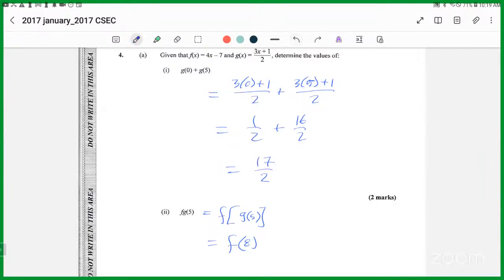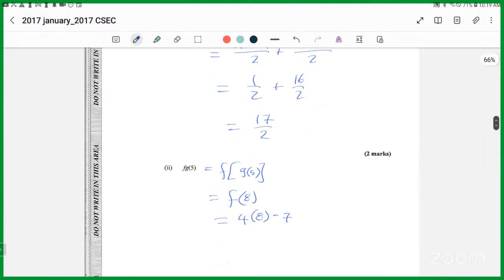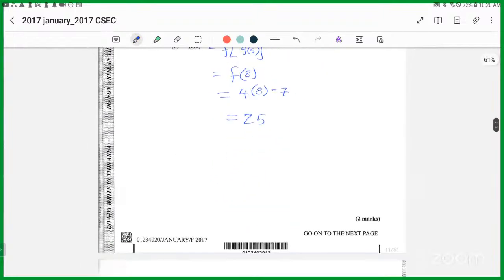So it becomes 4 times 8 minus 7. Now 4 times 8 is what? 32. 32 minus 7 is what? 35. Is this 35? Is it correct? No, not 35. 25. My mistake. 25. That's correct. 32 minus 7 is 25. Okay with that? Yes, sir. All right, beautiful. Let's continue.